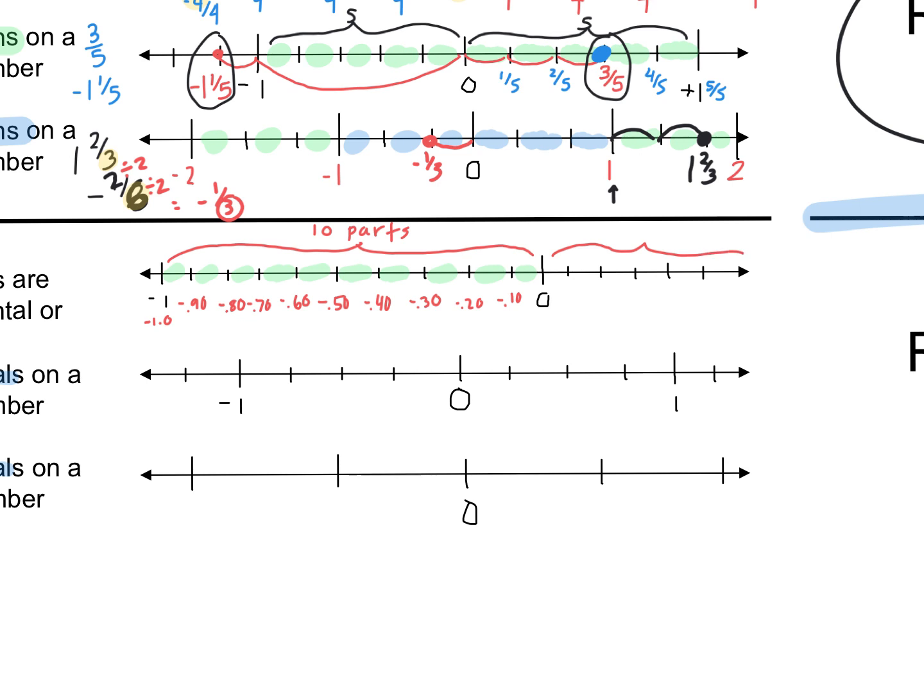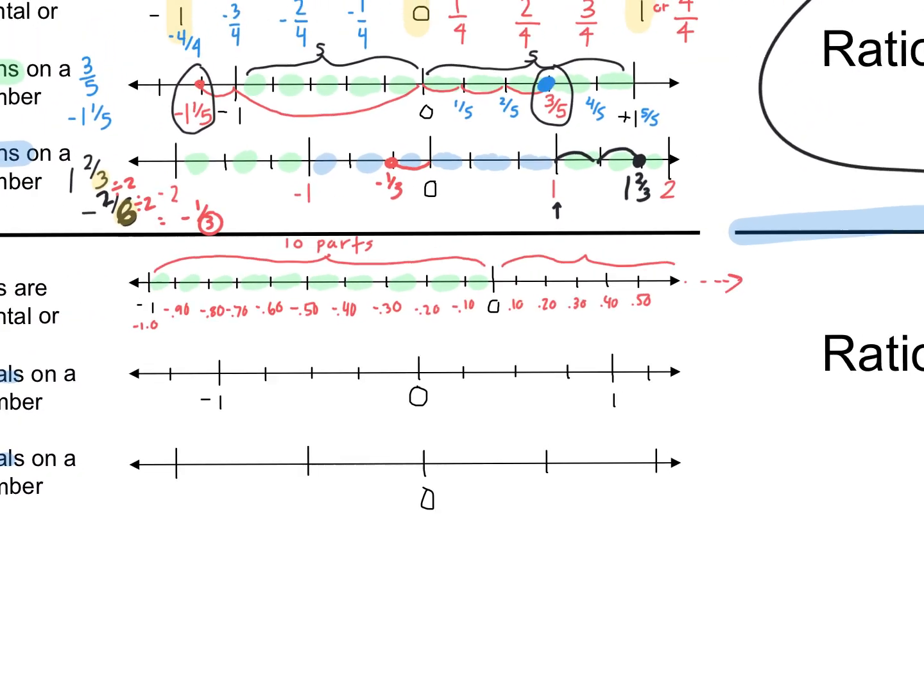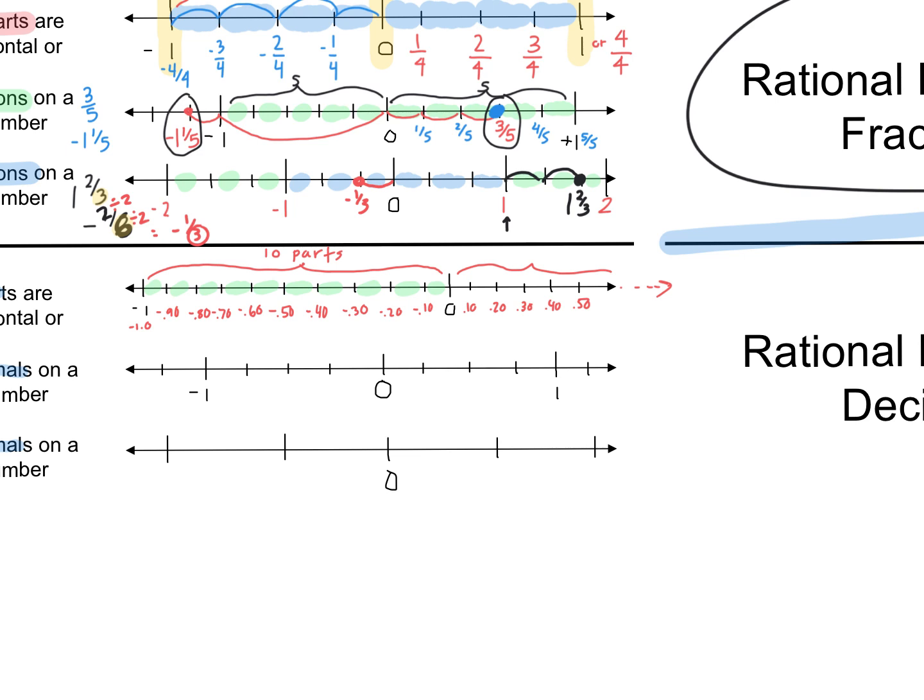We're still going to do the 10 parts, so we have +0.10, +0.20, +0.30, positive 0.40, positive 0.50, and that arrow means we could keep going if we wanted to. Okay, keep going and going. So that's how you find the decimal parts. In this case, for the second one where we're going to find the decimals, I said fractional parts, I meant decimal parts.